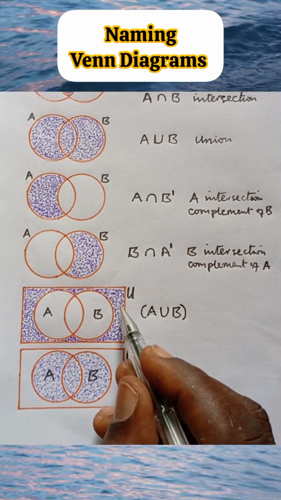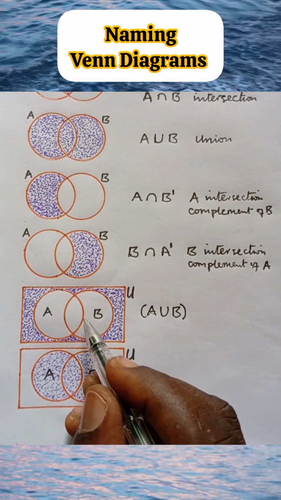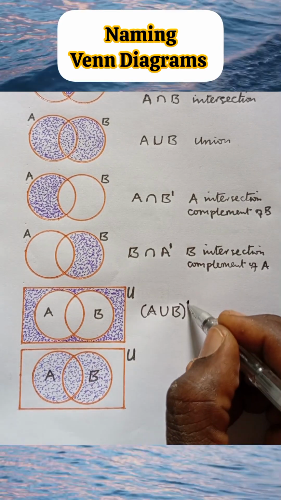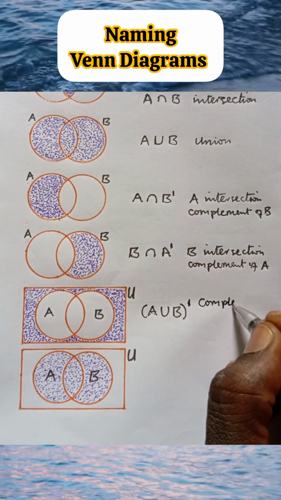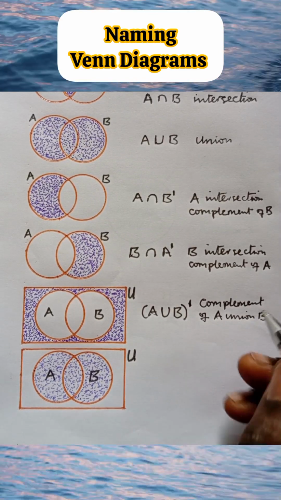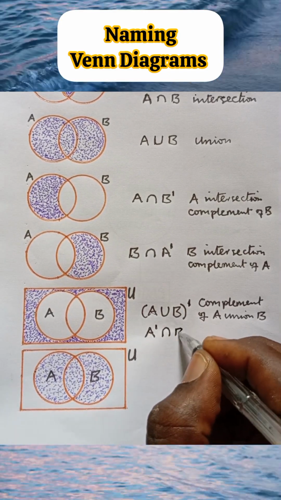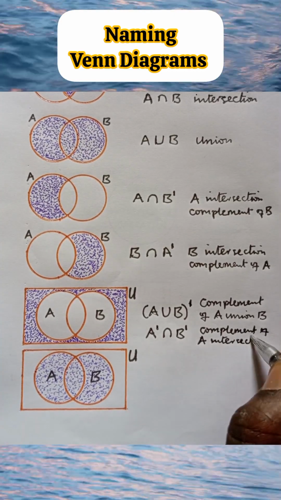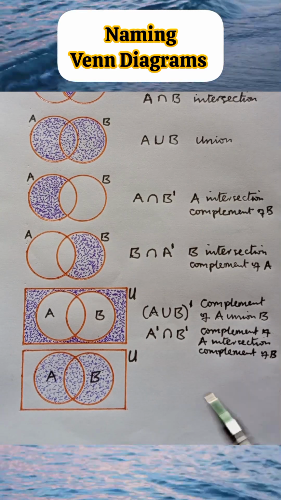Now, the shaded portion contains elements needed to complement A union B. And so we refer to the shaded portion as complement of what? A union B. And we write it this way: complement of A union B. It is also written as complement of A intersection complement of B. Complement of A intersection complement of B. And finally, we have this.